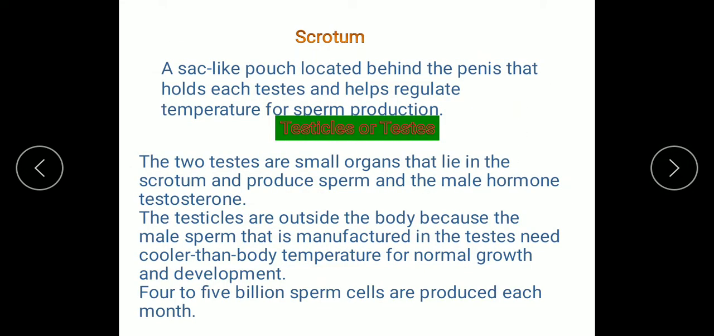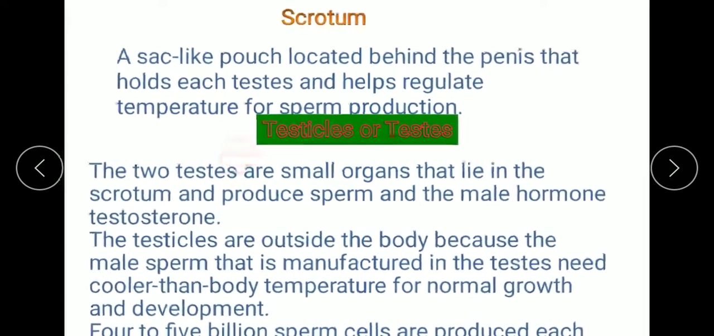First one, scrotum. Scrotum is a sac-like pouch located below the penis that holds each testis and helps regulate the temperature for sperm production. Scrotum is located outside of the body, hanging from the abdominal cavity. It hangs outside the abdominal cavity because it holds the testis.